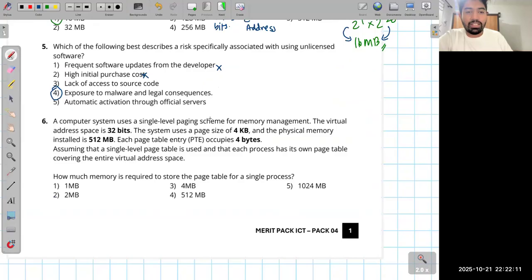A computer system has a single level paging scheme. The virtual memory address is 32 bits. That means the virtual address for the hard disk is given as 32 bits, 4 GB, and the page size is 4 KB. Block size 4 KB. Physical memory 512 MB. Each page table entry is 4 bytes. Assume that a single page table is used per process and each has its own page table. How much memory is required to store a page table for a single process?